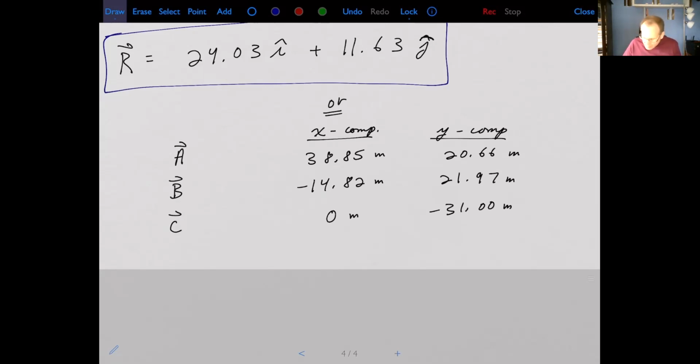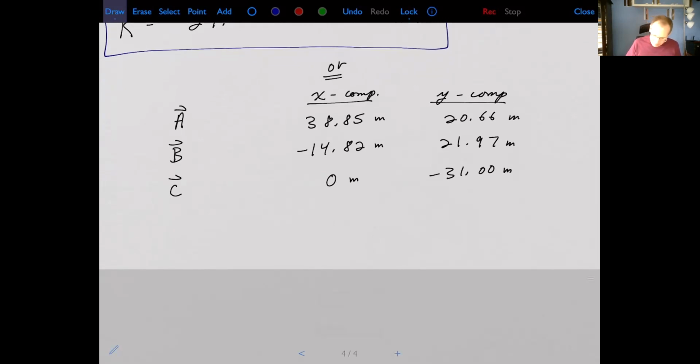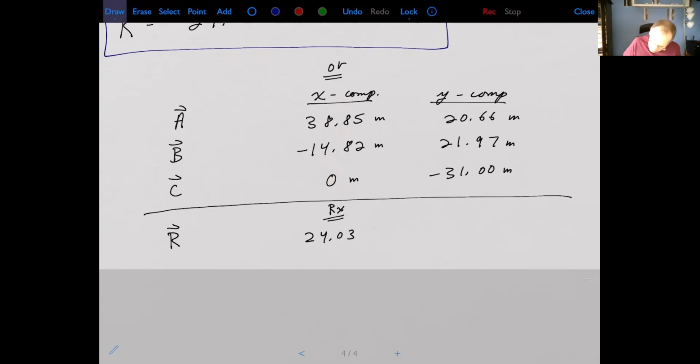So I'm just going to add them together, which means add down the columns. It's the same exact thing. It's just another way of organizing our work here. So to get our resultant vector, if I want our x, I add down this first column here, right? So I add these values together. And of course, when you do that, you're going to get 24.03. And if I add down the y's, I'm going to get the y component of my resultant, which is 11.63. Again, these are meters.